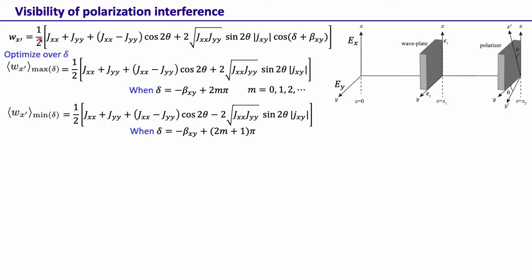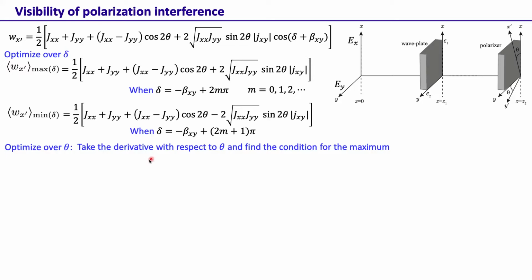All right, so here is the intensity that comes out of the polarizer kept at an angle theta, and these are the maximum and minimum intensities that come out when we optimize the intensity over delta. Now we want to do the optimization over theta. For that we take the derivatives of this quantity. For example, we take the derivative of this one with respect to theta and first find the condition for the maximum, which will then give us the maximum over delta and theta.